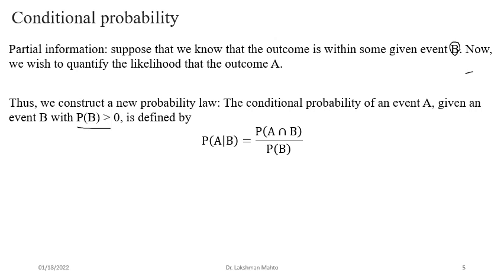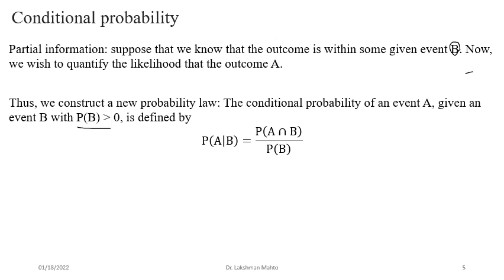So you can read it this way. Don't read it as probability of A intersection B. Read it as how much of A is happening in B, divided by probability of B. What is the probability of the outcome of A? How much of A is happening in B, divided by probability of B. In that perspective, we define conditional probability of A given B.